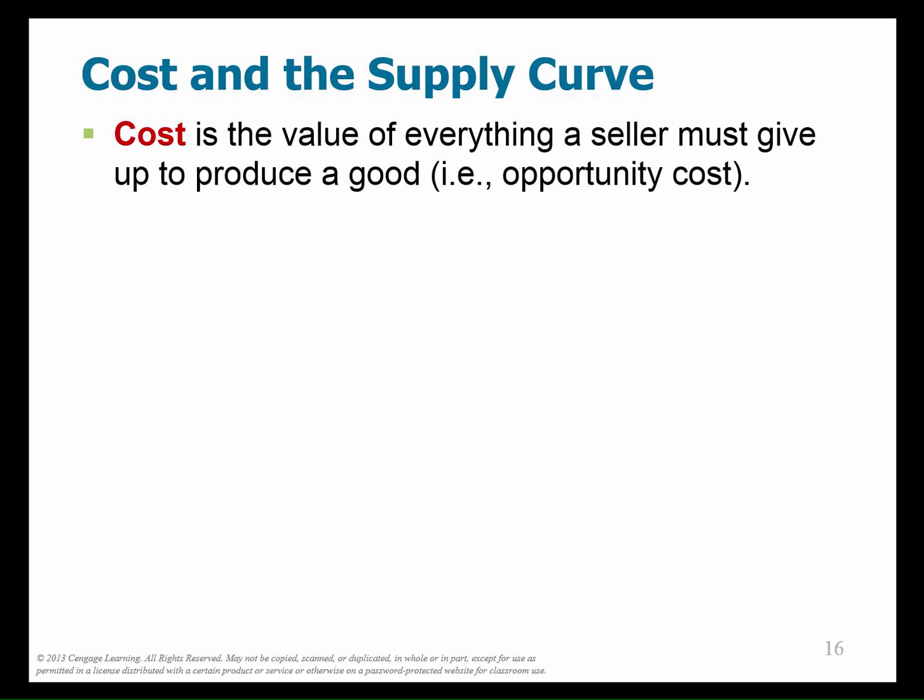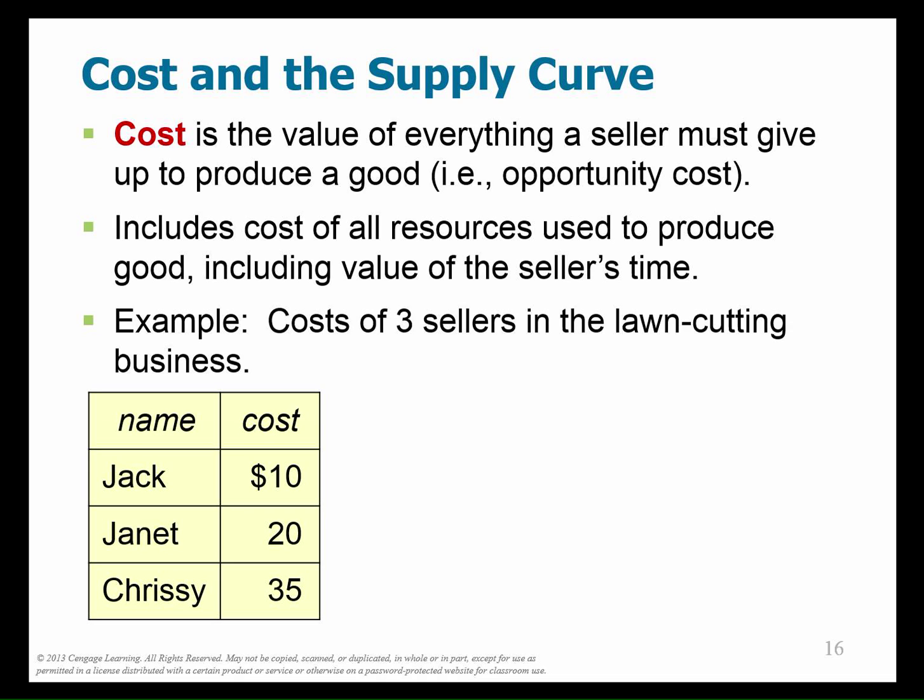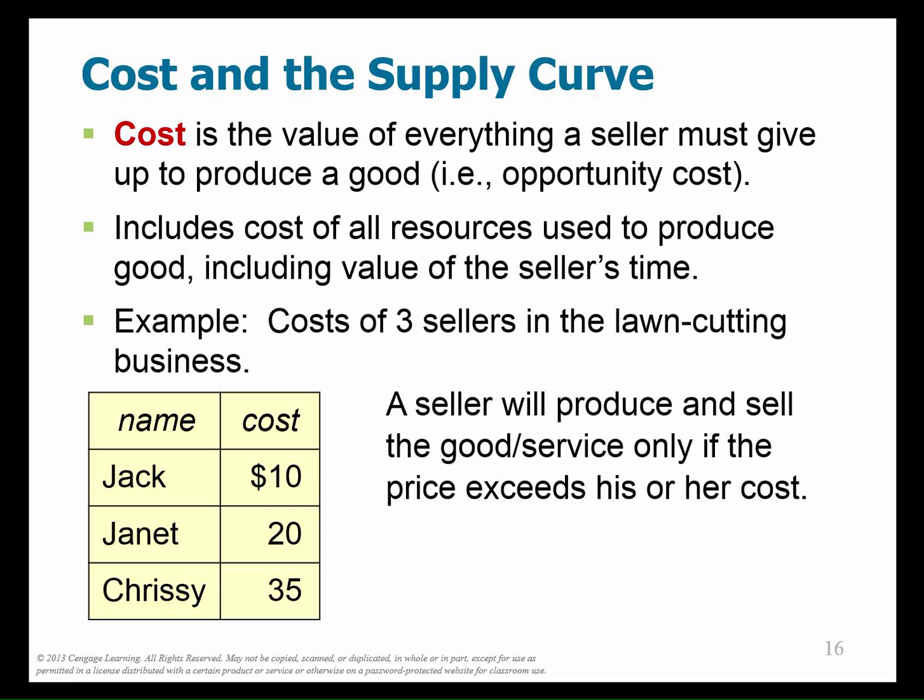Cost is the value of all of the inputs. Okay? So let's imagine that there's these 3 people and they have this cost. Now, these could very potentially be opportunity costs. Perhaps Chrissy has a very good job which she can make $35 an hour at, and so if she leaves that job, it's going to cost her $35 per hour. All right? So the seller's only going to sell if they can get more than their cost.